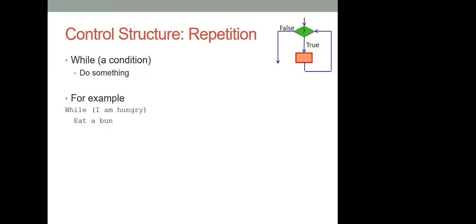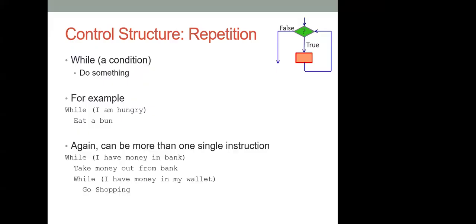If I am hungry, I eat a bun. But if you successfully satisfy the condition and eat a bun, you will repeat. Until when? Until the condition is not true. That means if I'm not hungry. Okay? So, for example, this is another one, like the if then else statement, I can do a nested while.